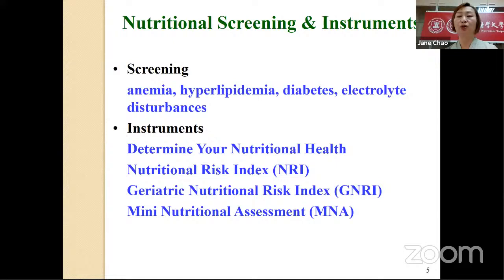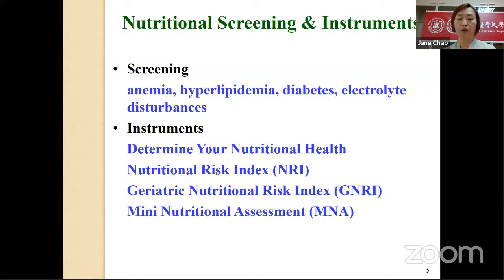So after filling the questionnaire, they will have the total score. According to the total score, we can divide into different categories. I will talk about this later. The second instrument is Nutritional Risk Index, abbreviated NRI. Nutritional Risk Index is also a questionnaire. So after filling the questionnaire, we can also add up the total score. So according to the total score, we can divide it into different categories.